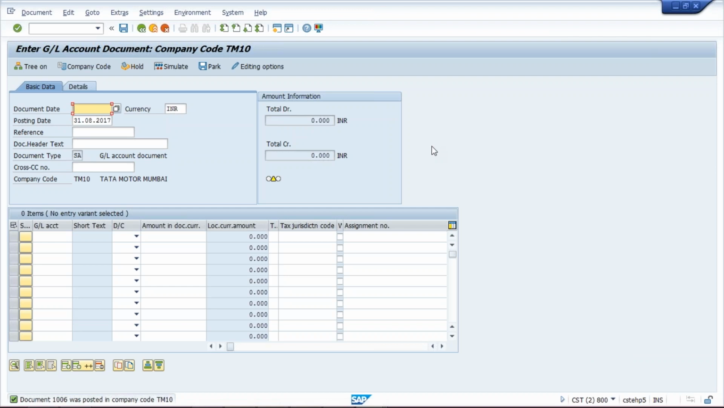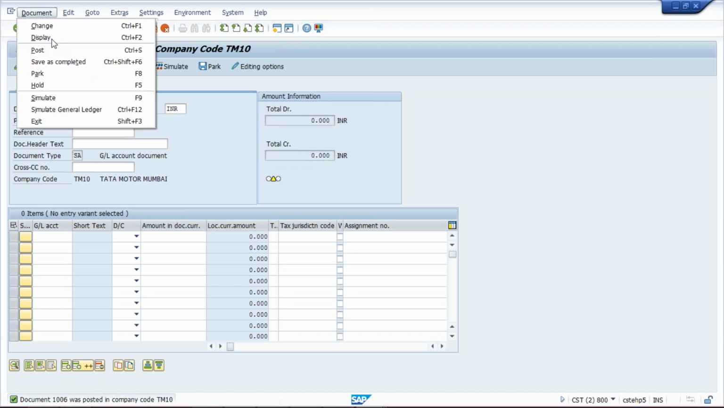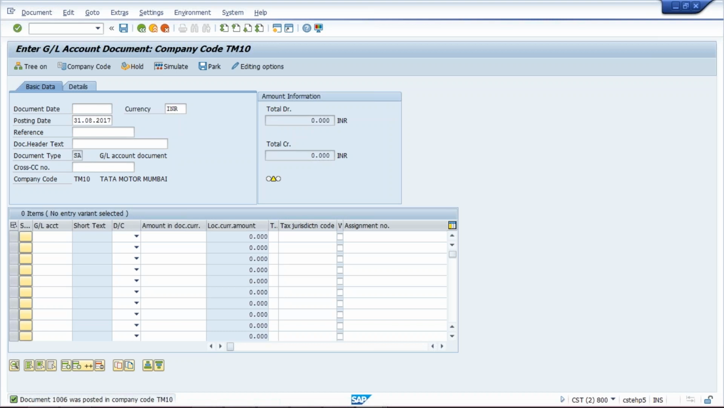Now, if you want to see the value in local currency, system will convert this amount into local currency automatically. Why? Because we have done the setting configuration. See, this is your document 1006. If you click on document and click on display, system is going to display you the document which we have posted just now.